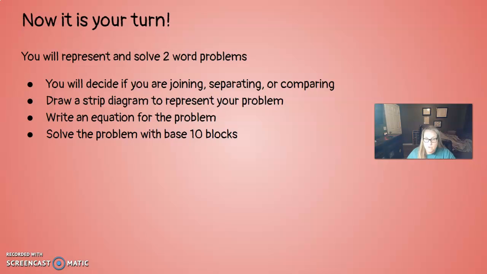You are going to solve 2 word problems. You're going to read the word problem and you're going to find the important information. Then you're going to decide if you are joining, separating, or comparing, and you're going to circle it. You're going to draw me a strip diagram to represent your problem. You're going to write an equation for the problem, and then you're going to actually solve the problem with base 10 blocks.